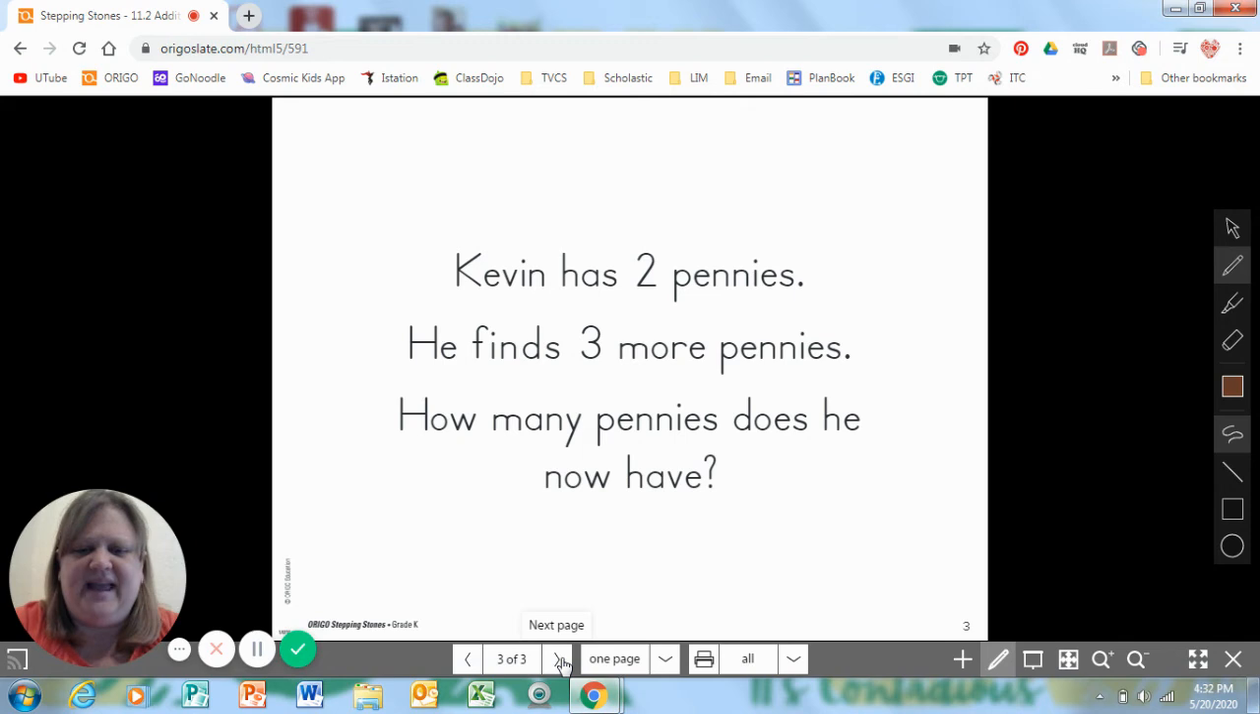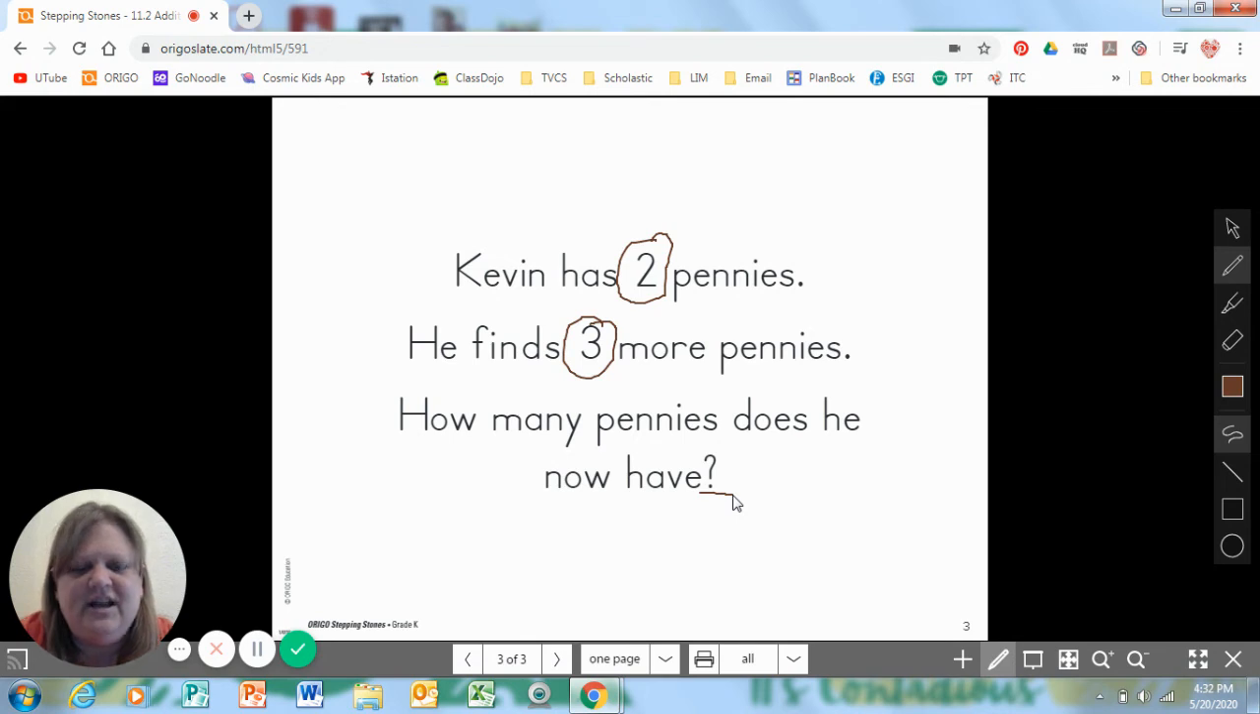Oh, this one is about pennies. All right, remember, we're trying to figure out what action is taking place. And we need to figure out what those important numbers are. So the person's name in this story is Kevin. So Kevin has 2 pennies. Then he finds 3 more pennies. Oh, he's going to be rich. How many pennies does he now have?